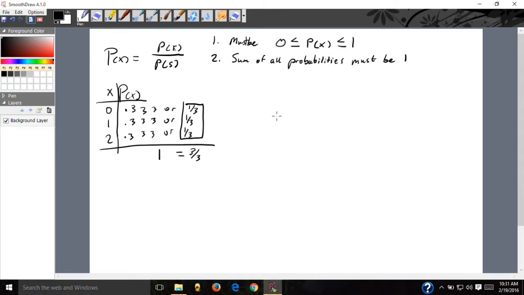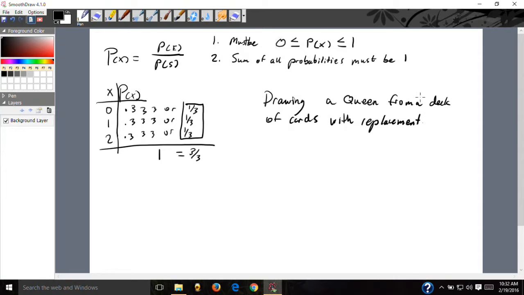Now, I have a problem here that is telling me that I need to find the probability of drawing a queen from a deck of cards with replacement. What is the probability?